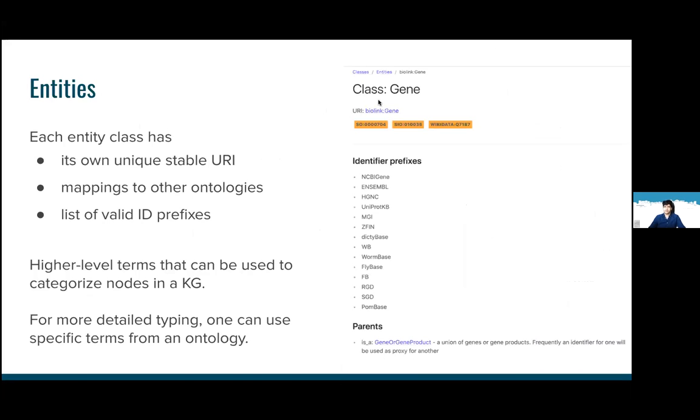So here, in the case of gene, which is a very common example, we have a URI Biolink gene, and mapping to ontologies like sequence ontology, the semantic science integrated ontology, and Wikidata. And also a list of valid ID prefixes that can be used for identifiers of this type, with NCBI being the highest priority, and then the list goes down with decreasing priority. NCBI gene is at the top because it's the most common namespace for identifiers across organisms. And these entity classes are basically higher level terms that can be used to categorize nodes in a graph. But if you want more detailed typing, you can always use terms from specific ontologies that further specialize what that type of node is.